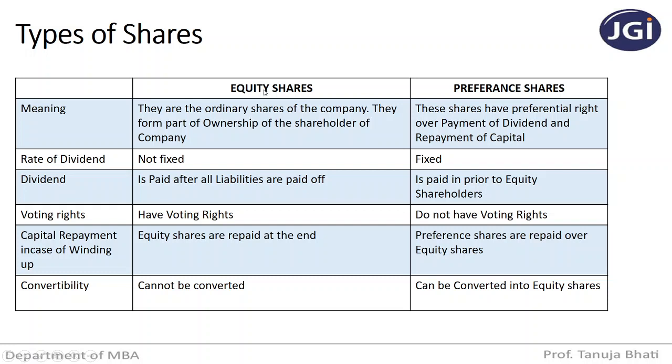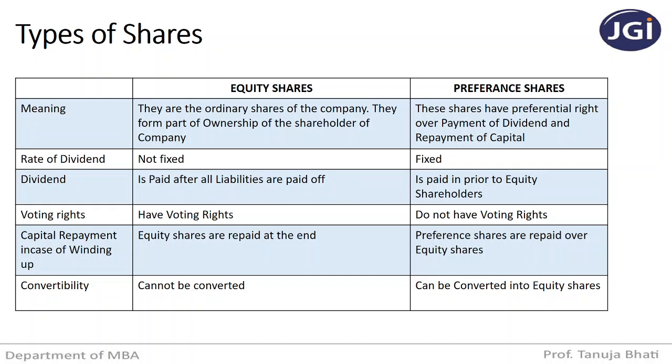In case of equity shares, it is fluctuating. There is no fixed rate of dividend given to equity shares. It keeps on fluctuating. But in case of preference shares, the rate of dividend is usually fixed. When is dividend paid to the equity shareholders? It is paid after all the liabilities are paid out.